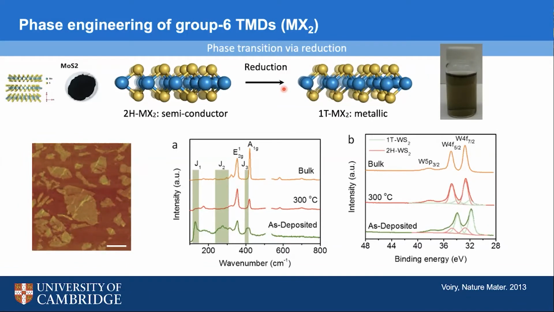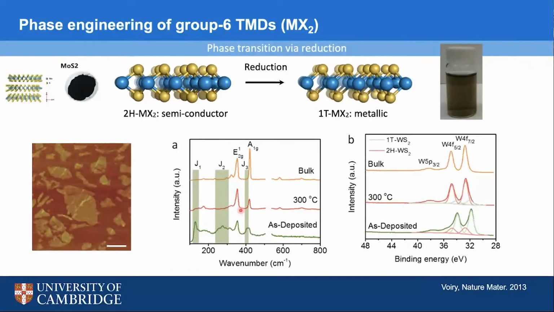We've done quite a lot of work using RBS and ERDA to confirm that both the lithium and the organic butyl component of butyl lithium are removed. So what we end up with are these chemically pure nanosheets of MoS2, except we started off with the 2H phase, but we end up with the metallic 1T phase.